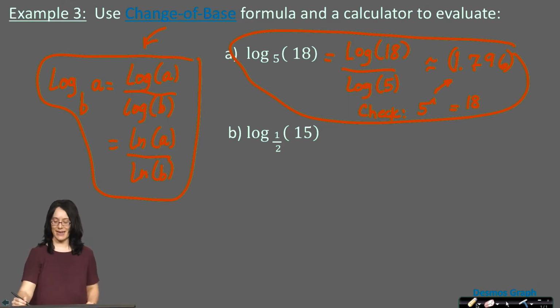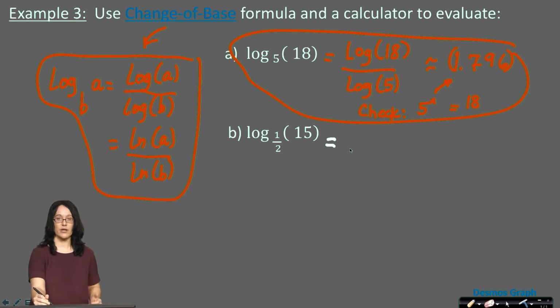Okay. The next one is a little more interesting. It's saying 1/2 to what power would give me 15? Now think about what that would mean. If you multiply 1/2 by itself over and over again, shouldn't you be getting smaller? So what do you think is going to happen to get to 15? Yeah, you're going to have to multiply by the reciprocal of 1/2, aren't you? So that would mean a negative exponent. So we are expecting a negative answer.